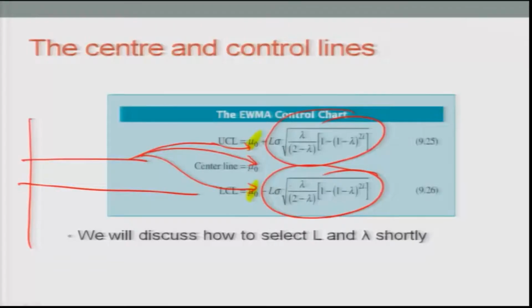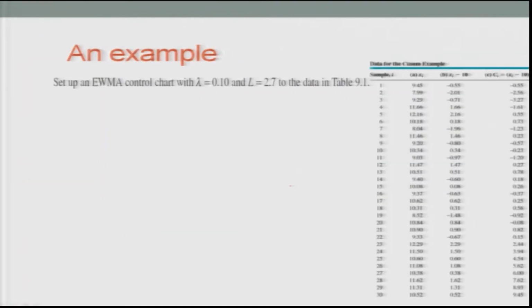We will discuss how to select L and lambda correctly. Obviously, lambda means that you have some intuition based on which you will put the weightages accordingly. With this, you want to find out the exponential moving average control charts considering a lambda value of 0.1 and an L value of 2.7, and the data are exactly the same as we have discussed.